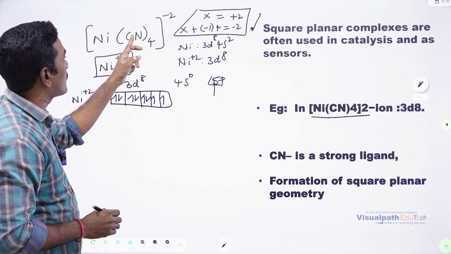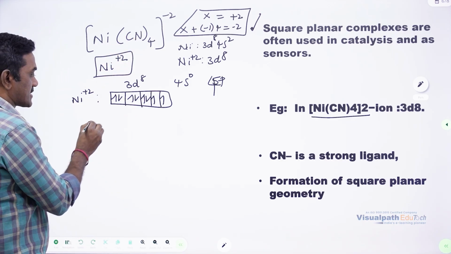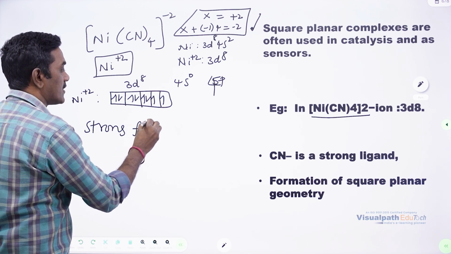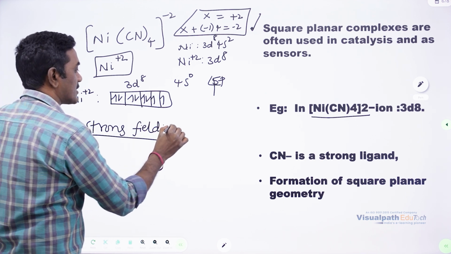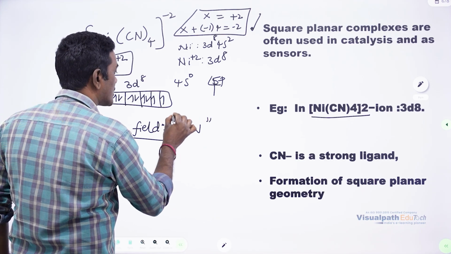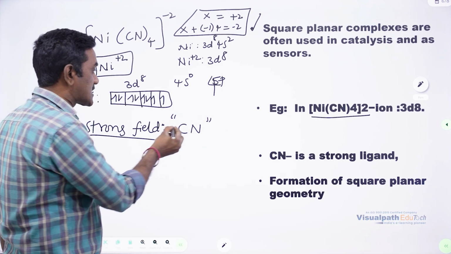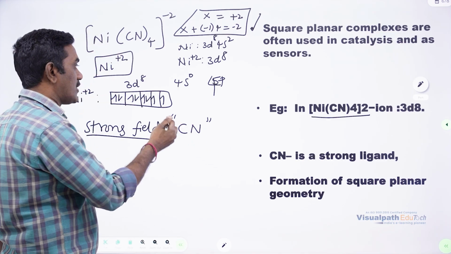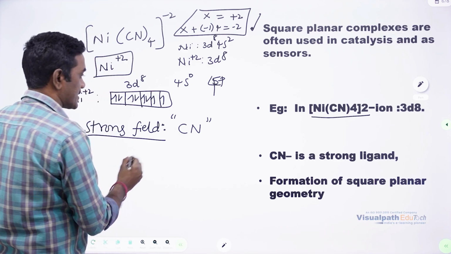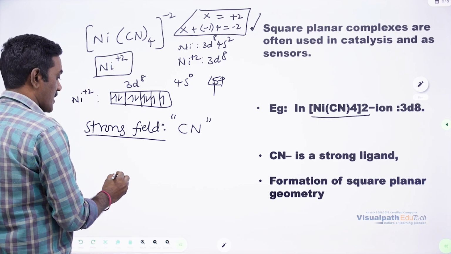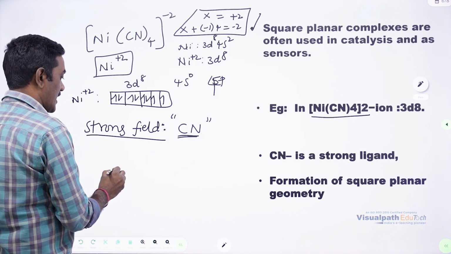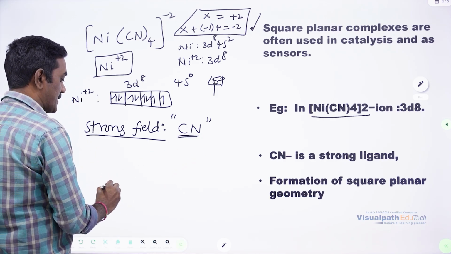Now we are going to discuss strong complex. What is the meaning of strong complex? A strong field depends on the ligand. The strong field here is going to be cyanide. So this cyanide is going to be a strong field, and so what happens? The splitting occurs as it is a strong ligand, and pairing occurs before splitting.